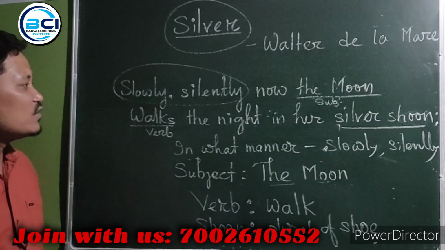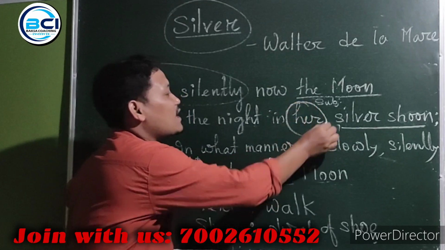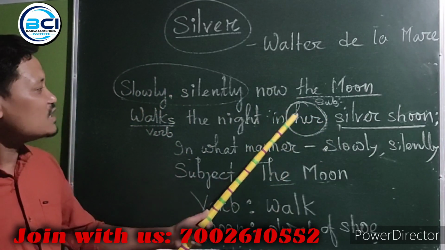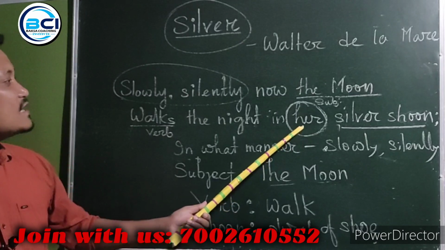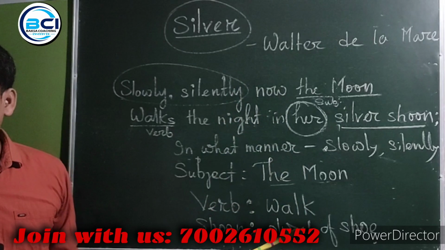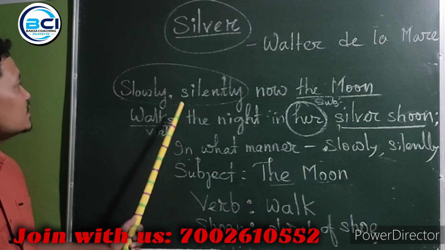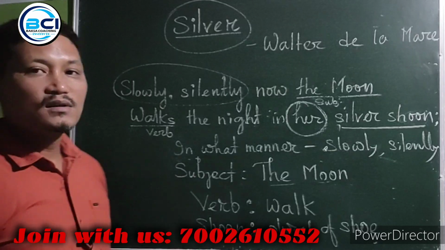Her. Look, here there is a very clear word, her. The word her implies that the subject, the moon, is a female. Right? So please write it down in your notebook.